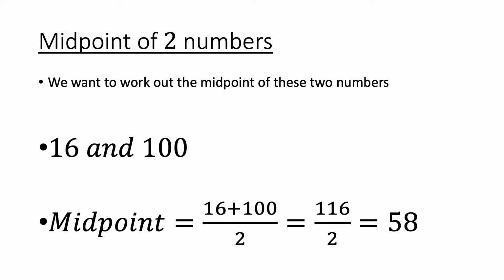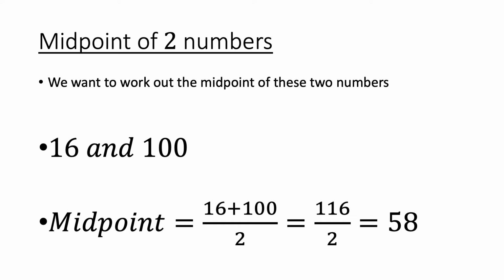The way it's calculated is I add both numbers and then divide by 2, because dividing by 2 finds me exactly the middle section, half of the total. So 16 plus 100 is 116, divided by 2 gives me 58. So my answer would be 58. That is the midpoint, either side.